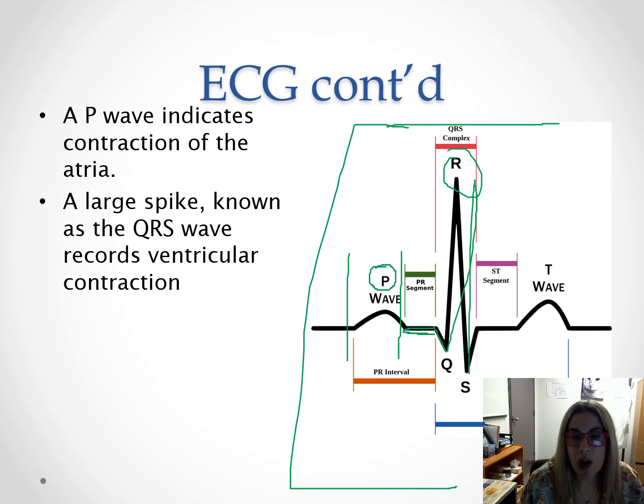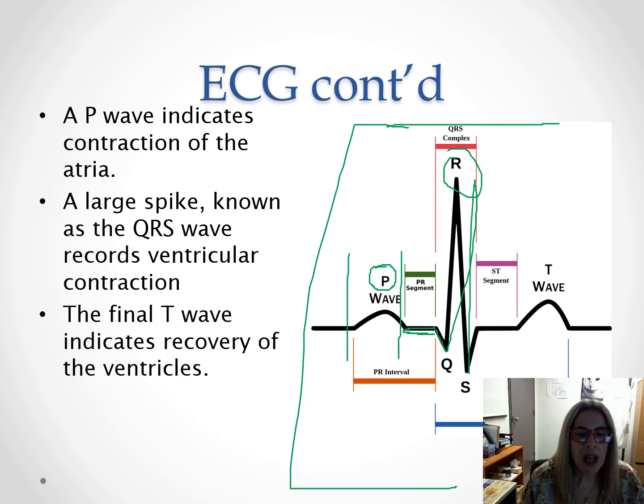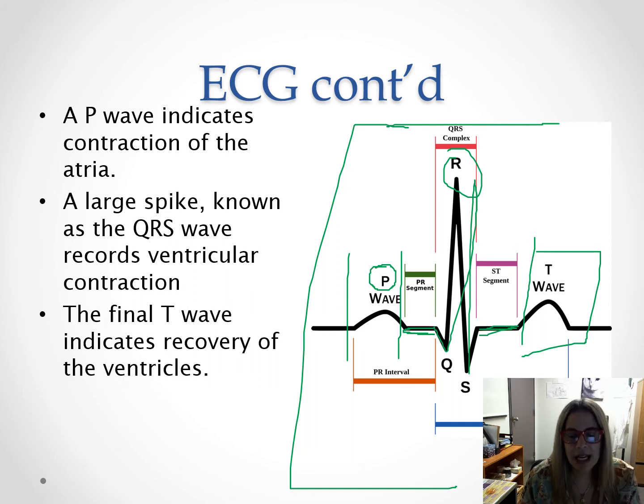So the QRS complex, that's what the whole part is called there, records the contraction of the ventricles. Lastly, again, we have another pause here, of course, as the electrical impulse continues to be transmitted. And then lastly, we have the T wave, and the T wave indicates the recovery of the ventricles. So when the ventricles relax and they start to refill in order for the whole cardiac cycle to start over again. All right.